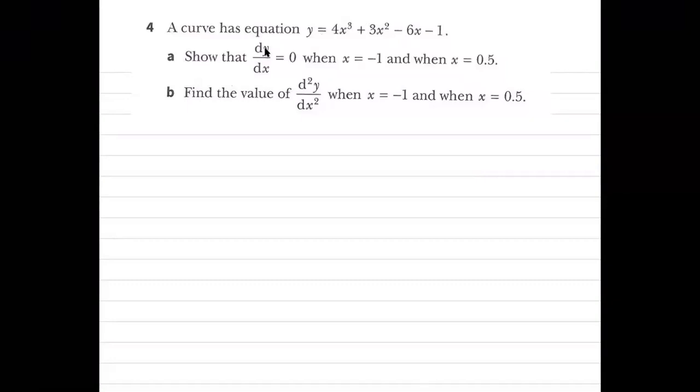Sir had something to ask. Sir, can you hear me? Yeah, I can hear you. Yeah, sir, when sketching it, do we have to find the intercepts or do we just draw it with the turning points?